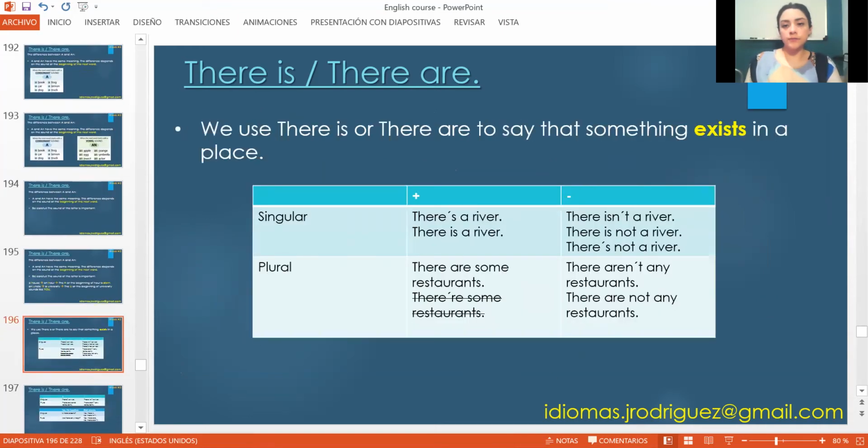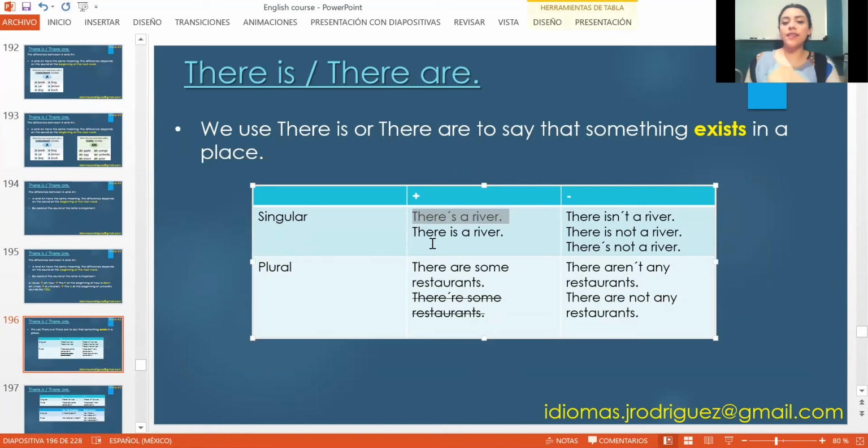Next. We checked that we use there is or there are in singulars and plurals. We have there is a river, or the contraction there's a river. But it's not possible to contract the verb to be in the plural form. No es posible contraer el verbo to be en su forma plural. There are. No. Always there are some restaurants. And we check this. Some in affirmatives and plurals.